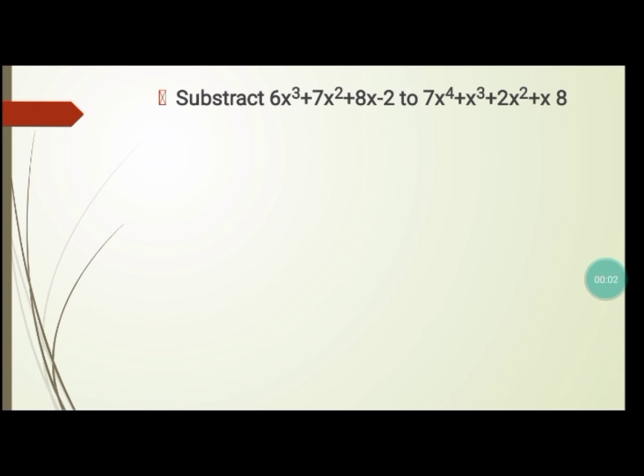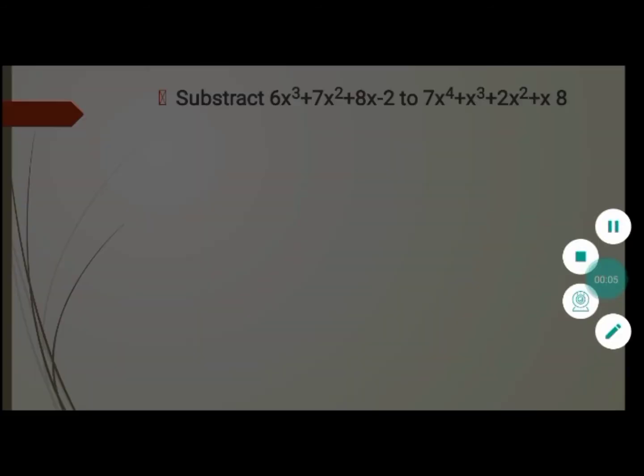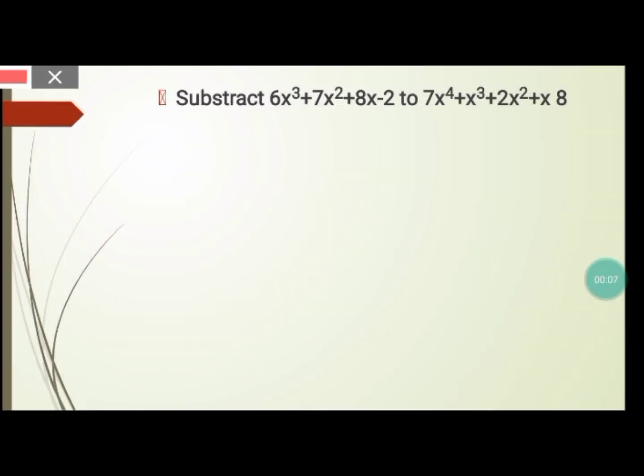Okay, the last example in subtracting a polynomial. We have 6x cubed plus 7x squared plus 8x minus 2, minus the polynomial 7x raised to 4 plus x cubed plus 2x squared plus x plus 8. We have a positive symbol here and a negative here. Again, in subtracting polynomials, first you distribute the negative sign to this polynomial.